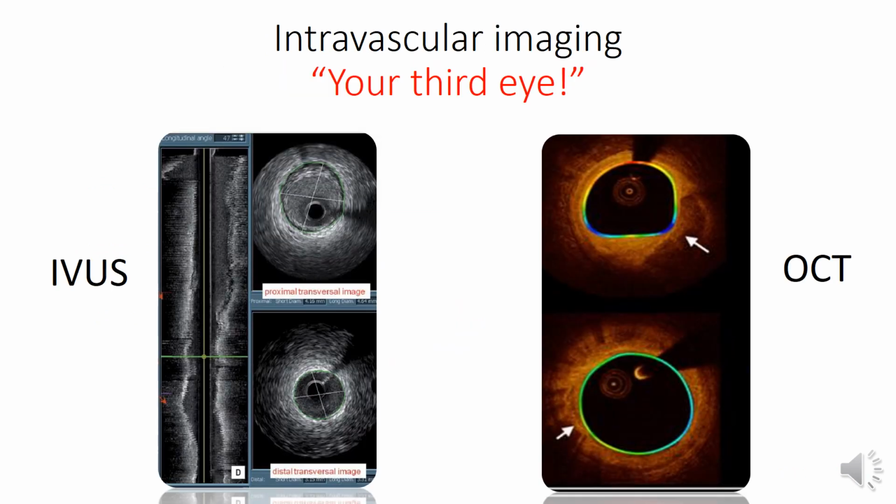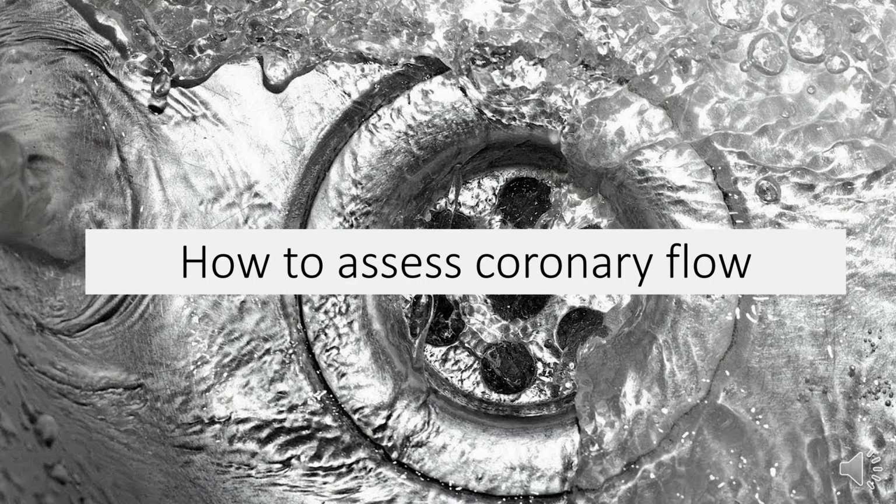Another method for assessment of lesion severity, especially on the left main trunk, is putting your eye inside the vessel using intravascular imaging, either with ultrasound, IVUS, or optical coherence tomography, OCT. The next step is how to assess coronary flow.